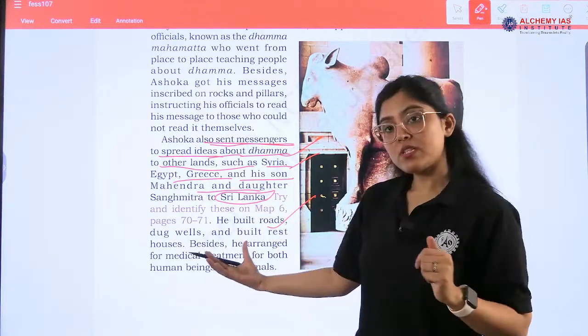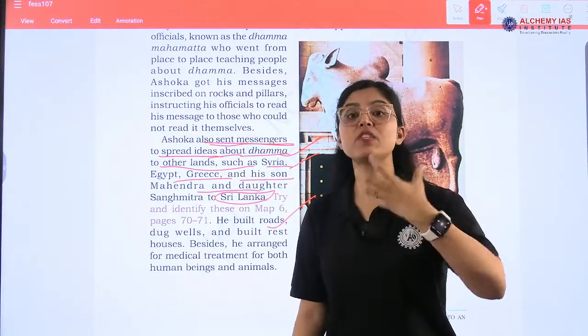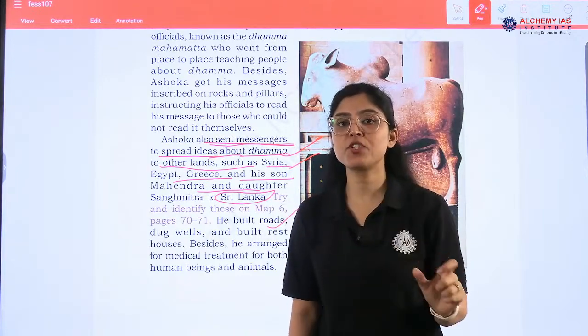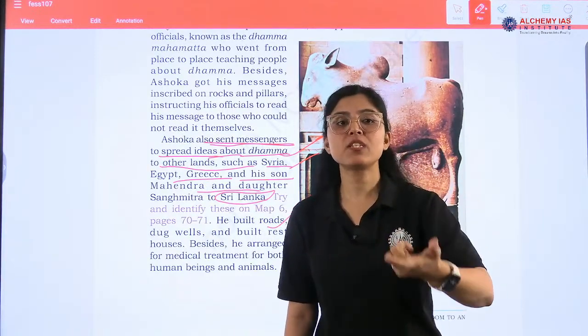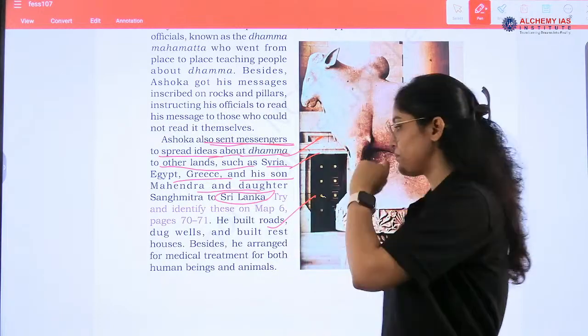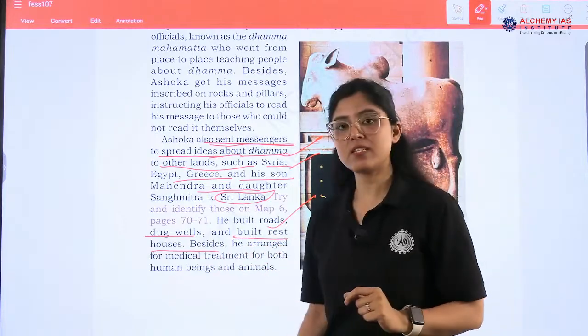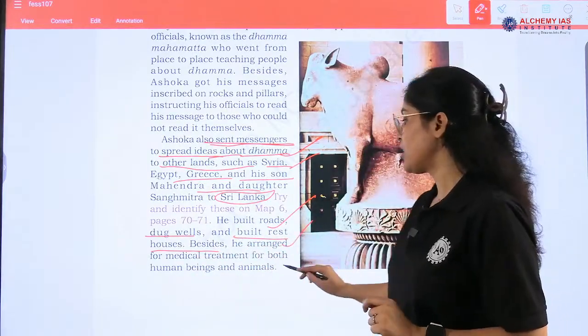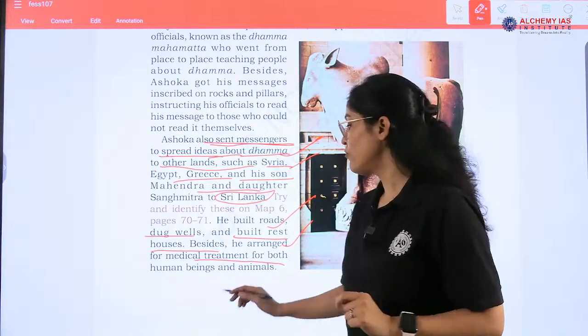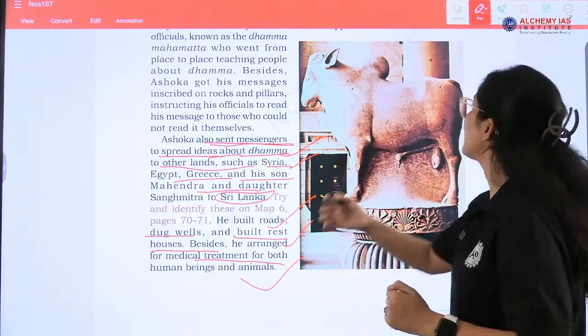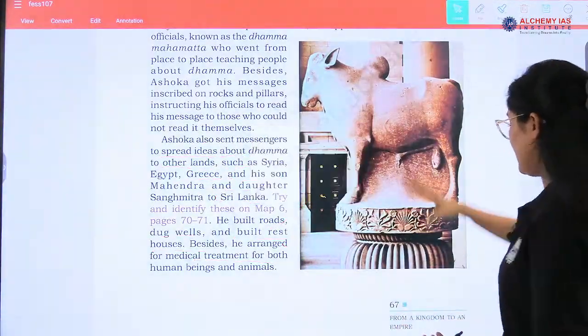He built roads. He was taking care of his subjects just like a father. So in one of his inscriptions, it is mentioned that I treat my subjects as sons and daughters. He built roads, dug wells, and built rest houses. Besides, he arranged for medical treatment for both human beings and animals. Animal sacrifice he was prohibiting. He was against animal sacrifice.